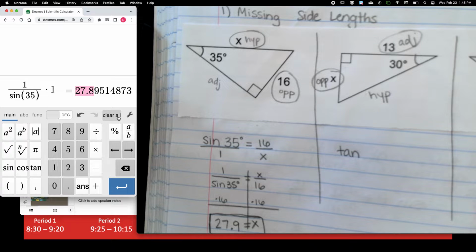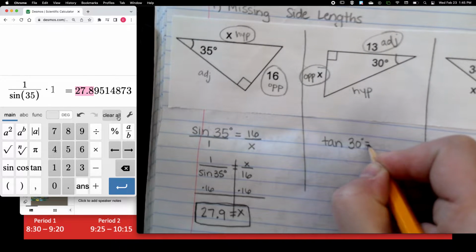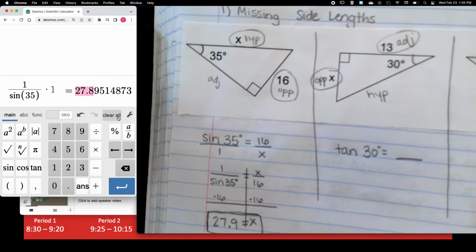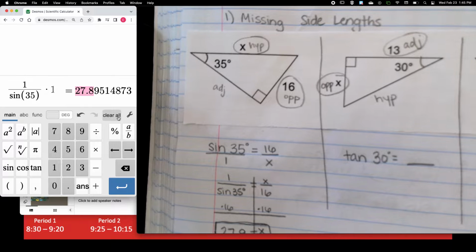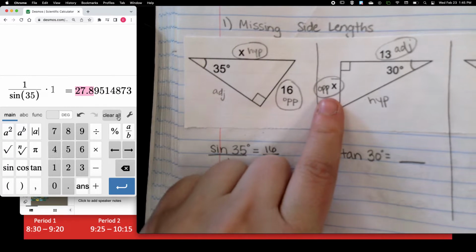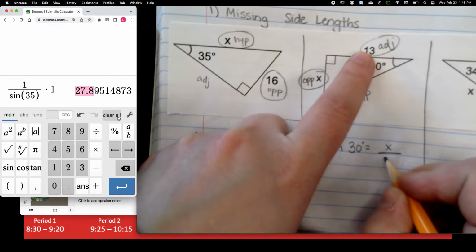And what is the angle? 30. And then I have that ratio. Do I want x over 13 or 13 over x? Why do I want x over 13? Because it's opposite over adjacent. It has nothing to do with the x necessarily. It's that the x is the opposite over the adjacent 13.